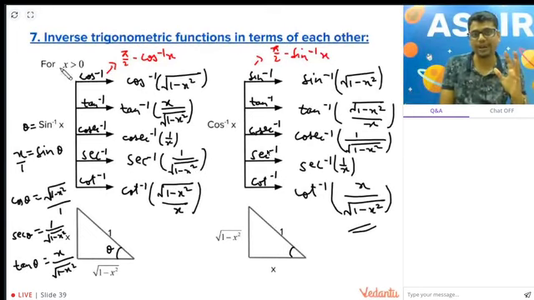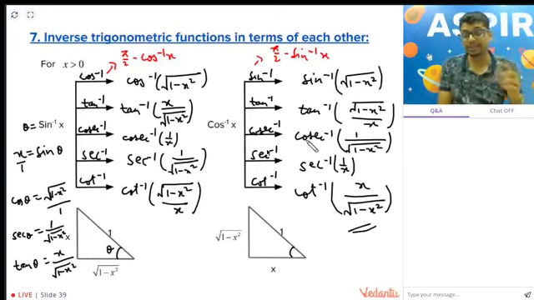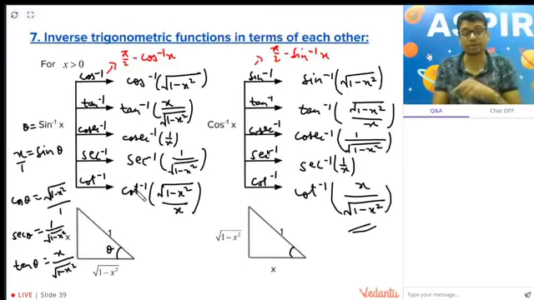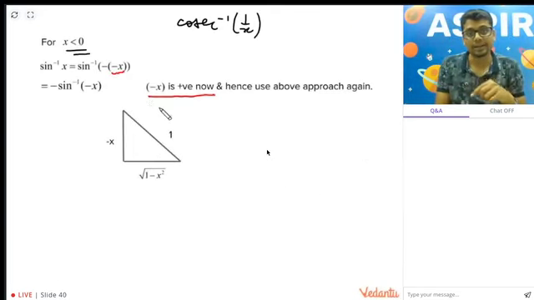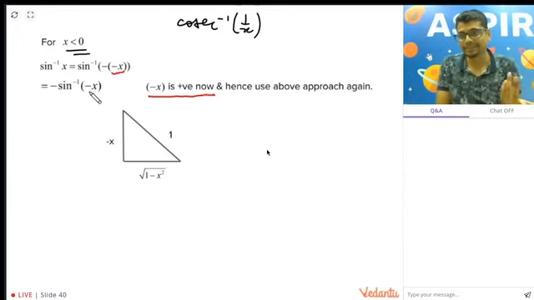If x is positive, quick conversion in terms of base, perpendicular, hypotenuse. And here, if it is negative, we do it this way. We can do it directly also, but at least for your understanding, let me explain this once. So sine inverse of minus of minus x, I can write as x. So minus x is now positive. And sine inverse of minus t is minus sine inverse t, that's there always.